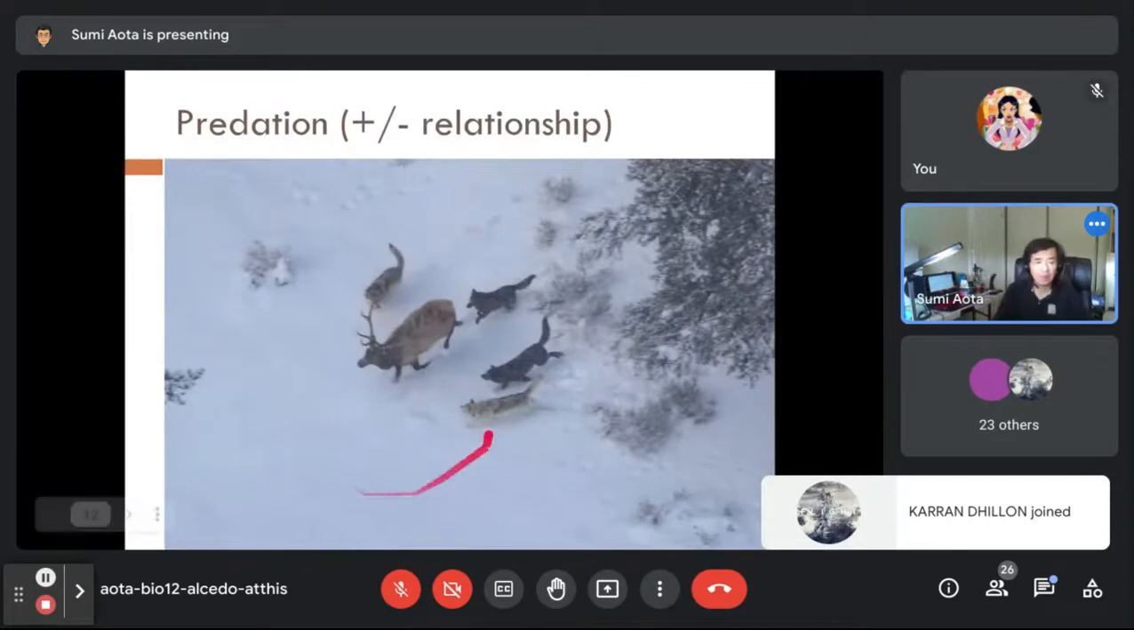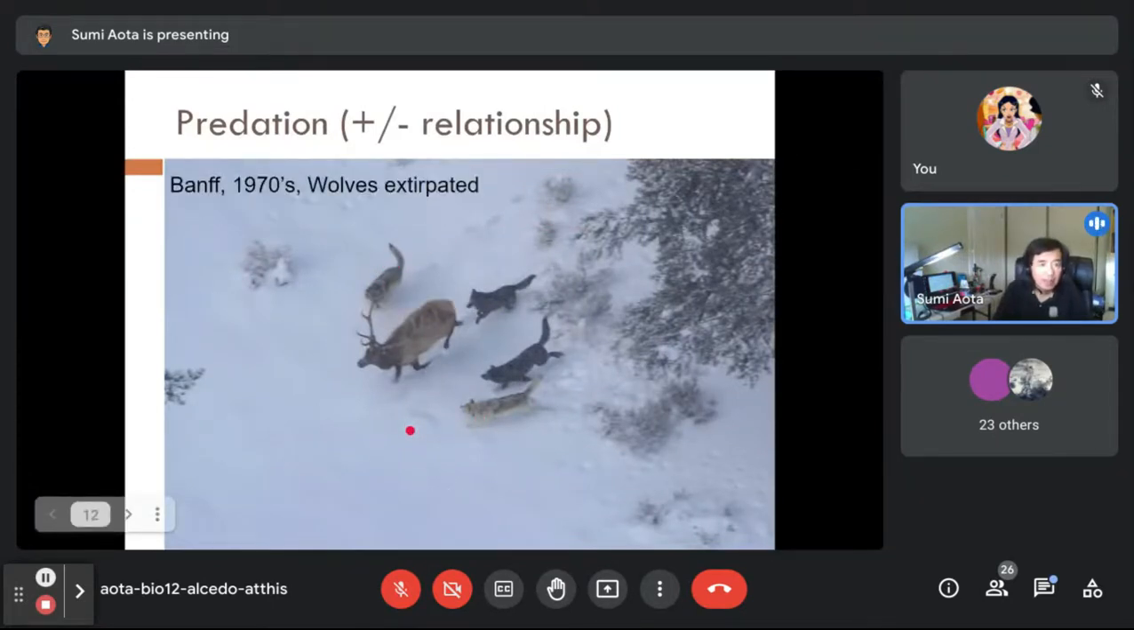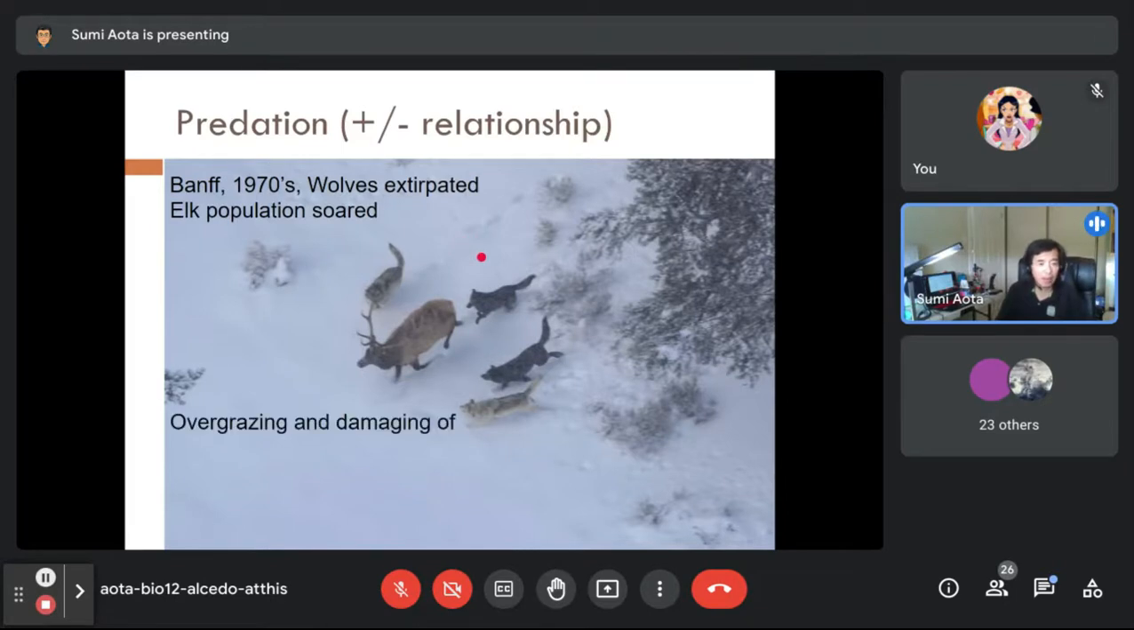Okay, so if we look at this, right, this is Banff. In the 1970s, wolves were extirpated from that park. They recovered when they brought some in from Jasper. When the wolves were extirpated, the elk population itself soared, which makes sense, right? No more predator. The problem was overgrazing and damaging of willow and aspen trees by the elk.